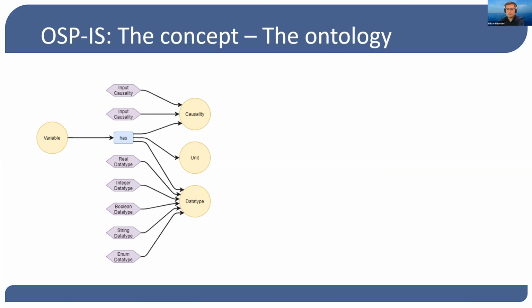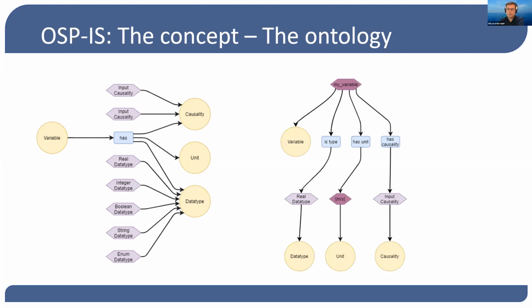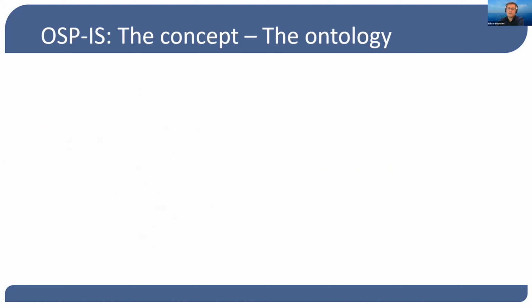So our variable definition is quite similar to that of FMI. And a given variable can be represented like this. And here, my variable is of type real, has unit meter per second, and has causality input. But we need more semantic information to achieve our goal of simple FMU connections.